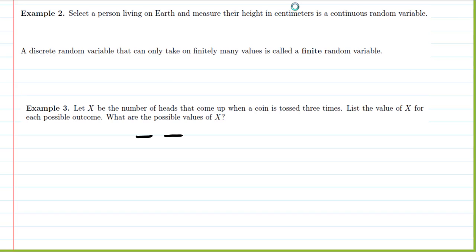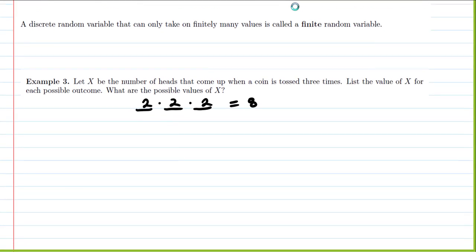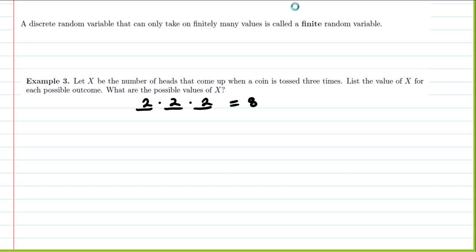So we have 3 possible outcomes. Well, we have 3 slots to fill. So how many possible outcomes are there going to be in our sample space? Well, how many choices do we have at each stage? 2. So it's going to be 2 times 2 times 2. So there's going to be 8 possible things in our sample space, right? So let's go ahead and list all of our possible outcomes.